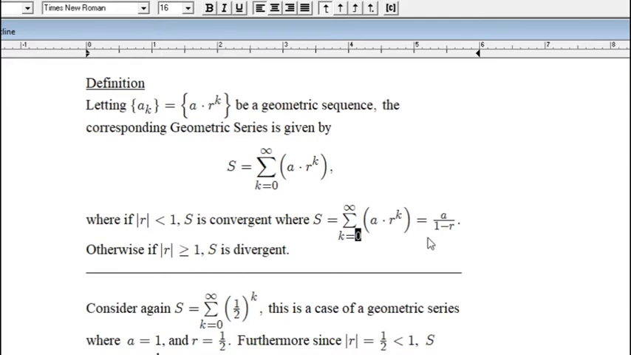Certainly, our sequences can start at any index and head off towards infinity, meaning that we can have a series start at any index and head off towards infinity. But in regards to this formula, A over 1 minus R, it is only true for a geometric series in this form with a starting index of k equal to 0. We might look at some examples in a couple of future videos where we change around our starting index value in the series.